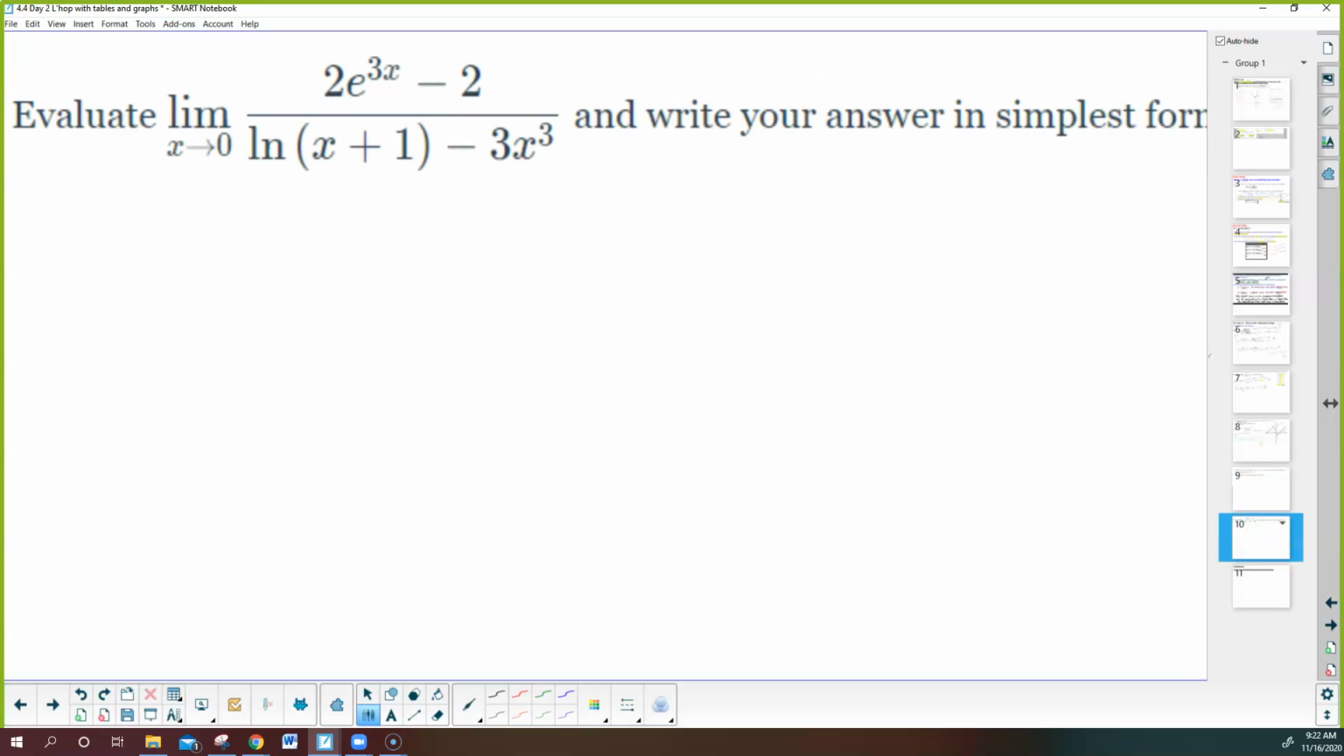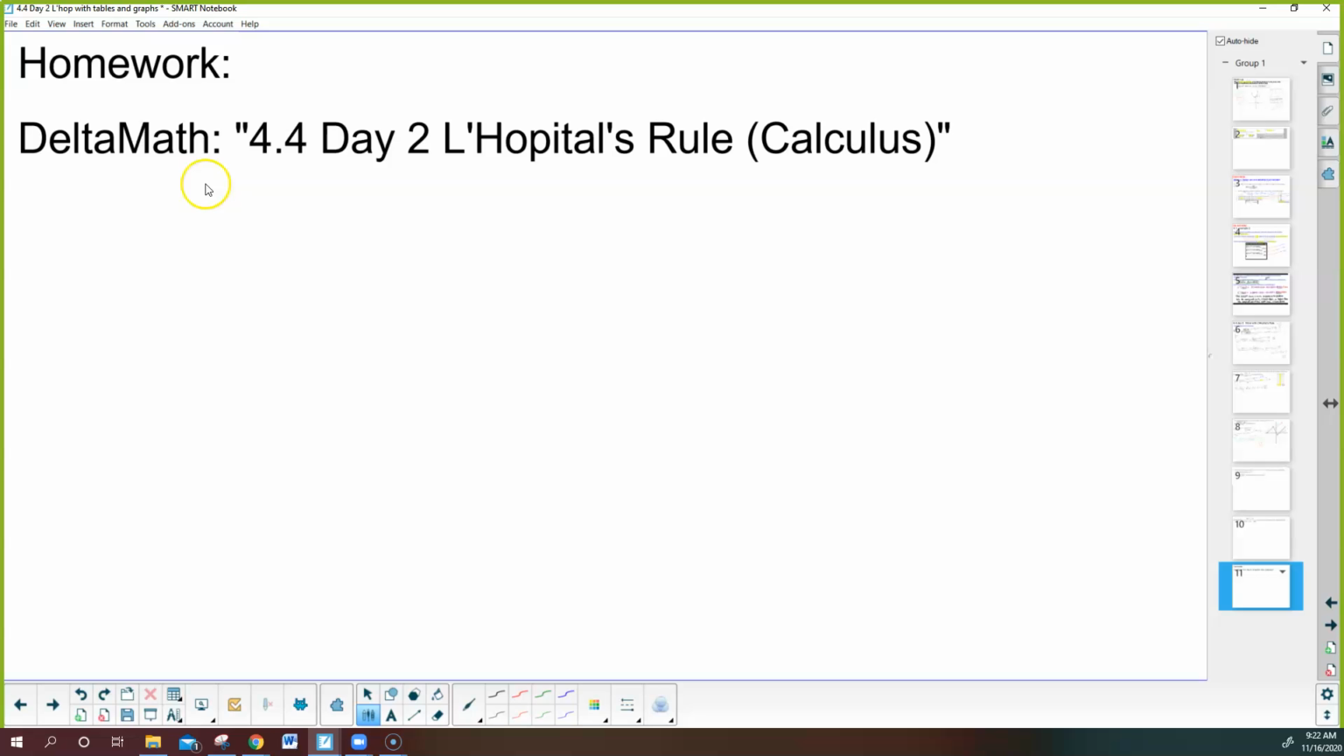I think on Wednesday, I'm going to do these two problems just as a small video. So your homework tonight is 4.4 day 2. It's in Delta Math. And what I'd like you to do is submit your handwritten work. Okay, so submit your handwritten work because I want to see that you're following L'Hopital's rule. And I think it's only 6 problems. I think 3 of them are tables and 3 of them are graphs, just like we went over.